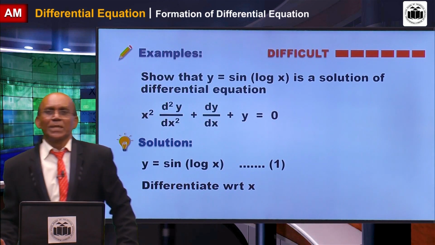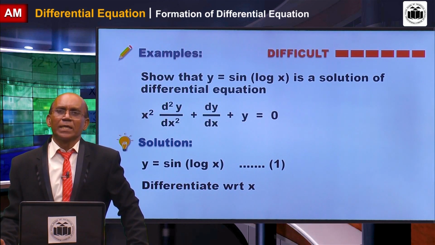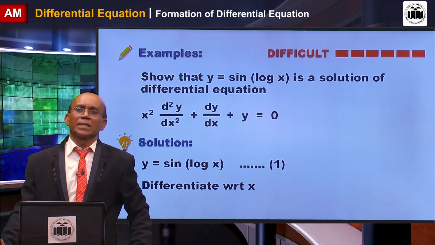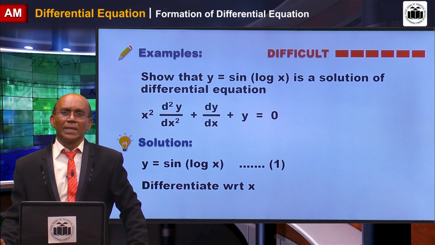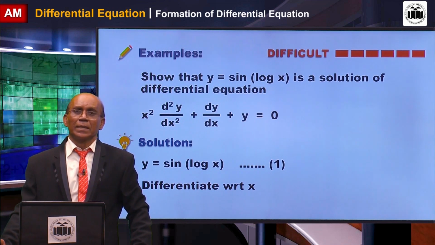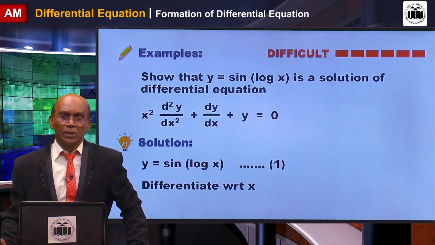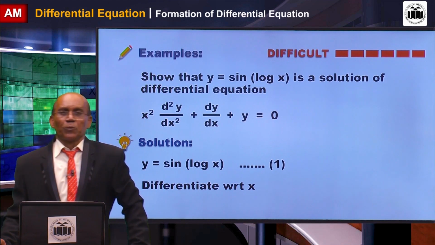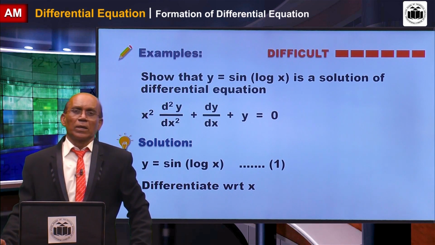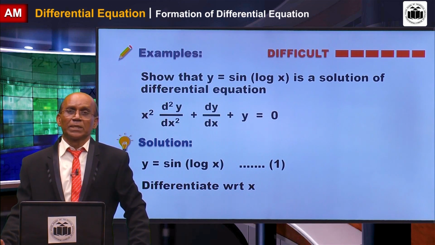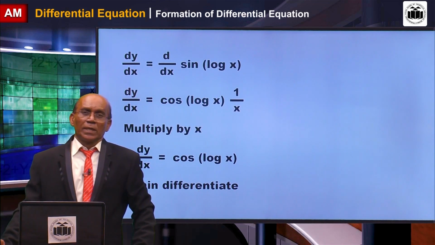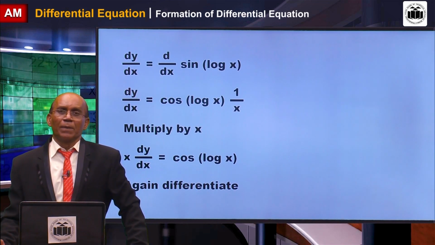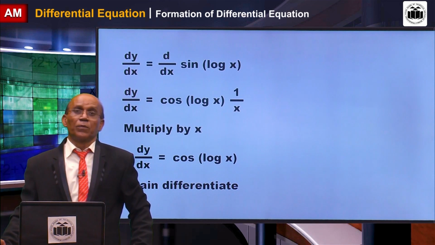So the next example is: show that y equals sine of log x is a solution of the differential equation x square d square y by dx square plus dy by dx plus y equals 0. Solution for this one is y equals sine of log x. Differentiate with respect to x. Then dy by dx equals d by dx of sine of log x.